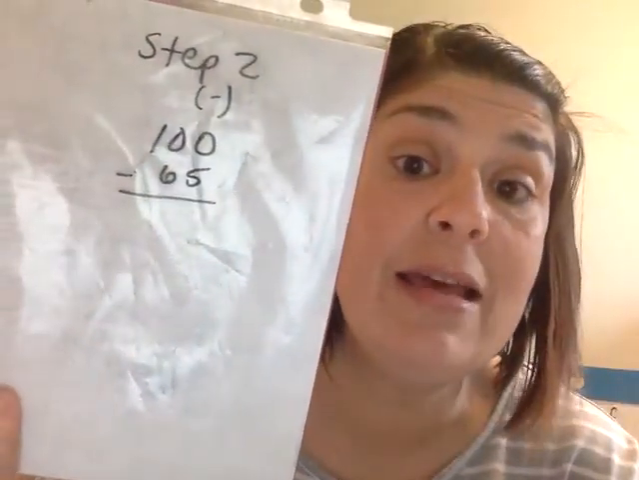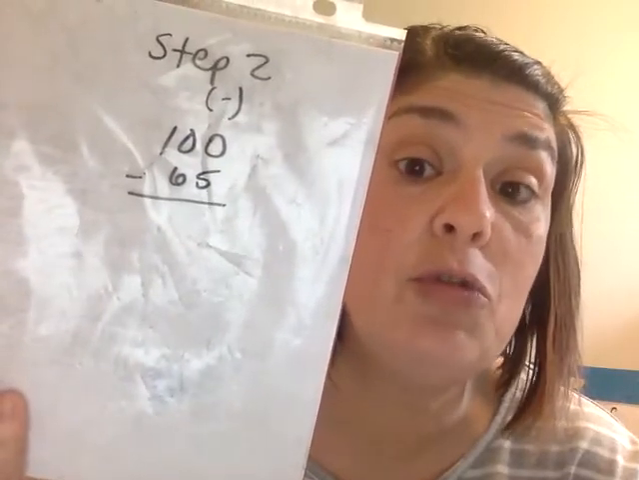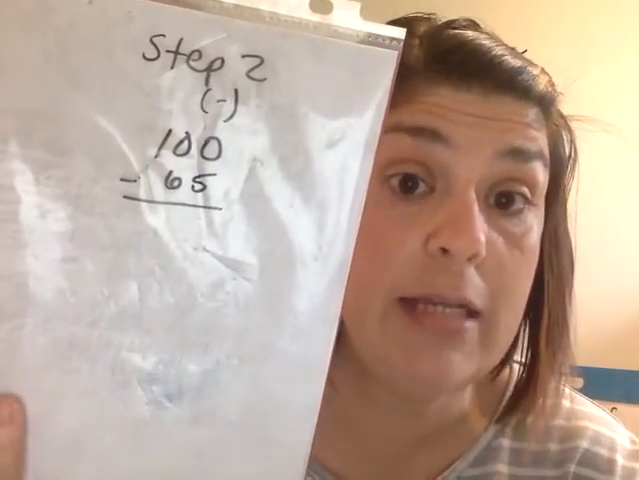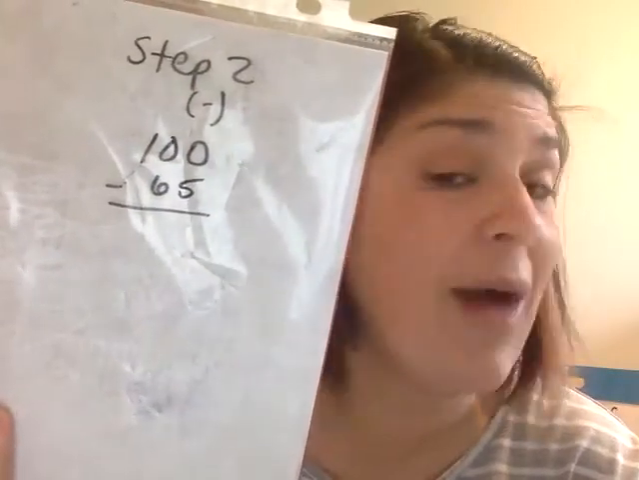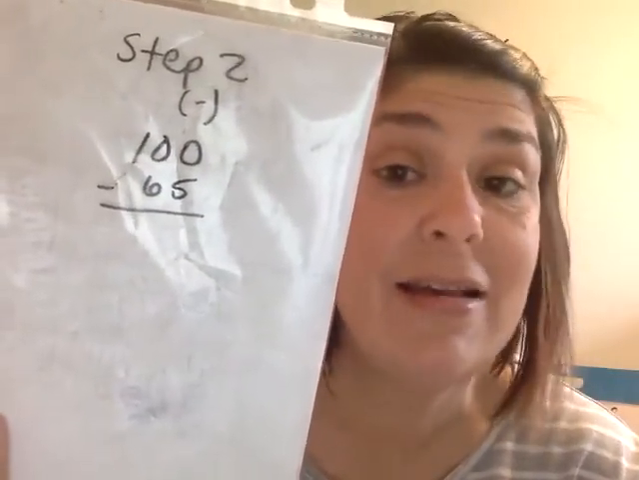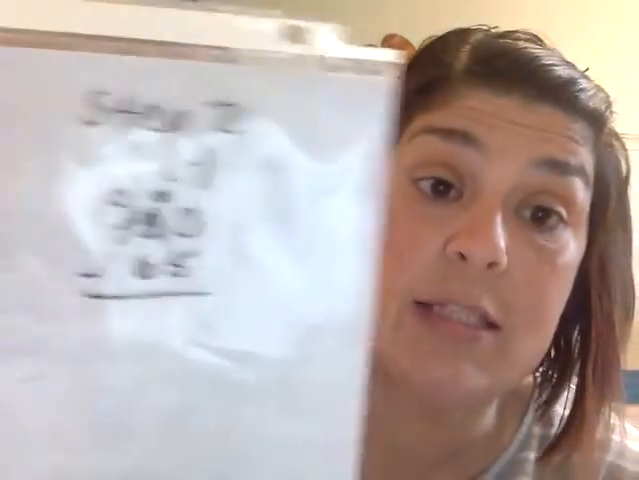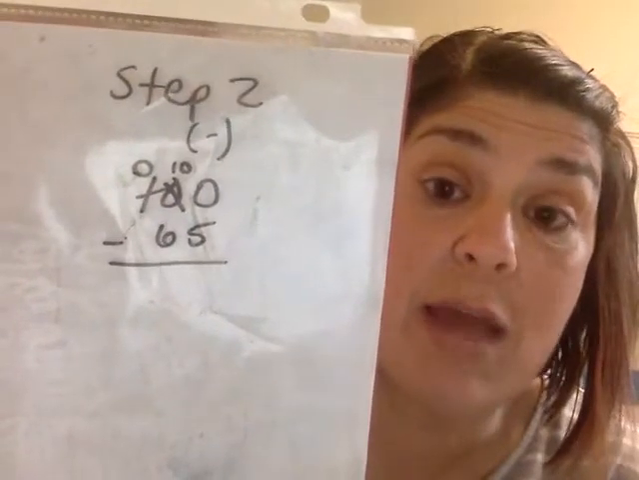Okay. So you have to remember, when you're doing it like this, you have to regroup, right? So I can't take 5 from 0. I can't take 60 from 0. So I'm going to go to the hundreds place. My 100 becomes 0. I'm bringing 10 tens back to my tens place. So I have 10 minus 6.